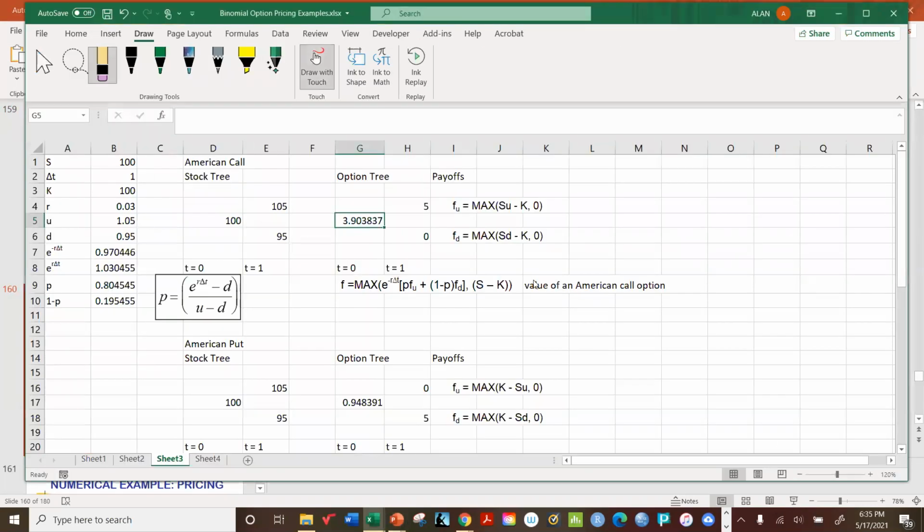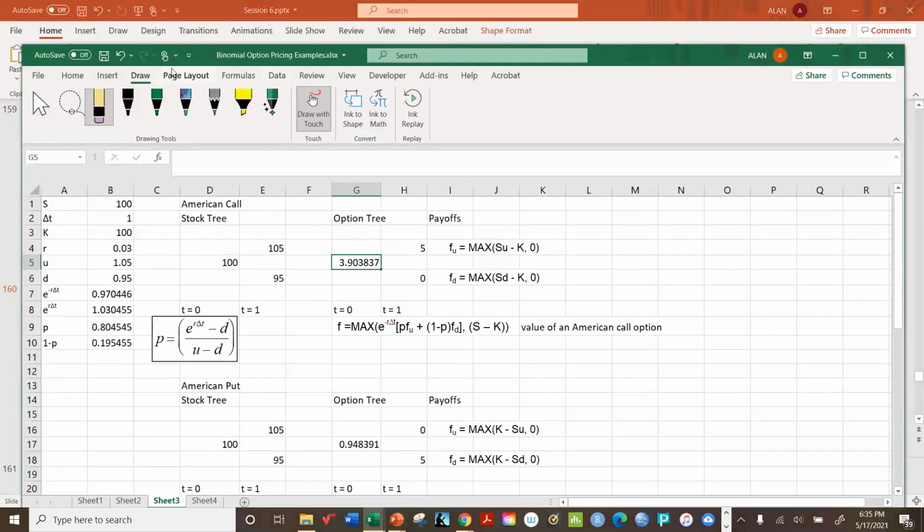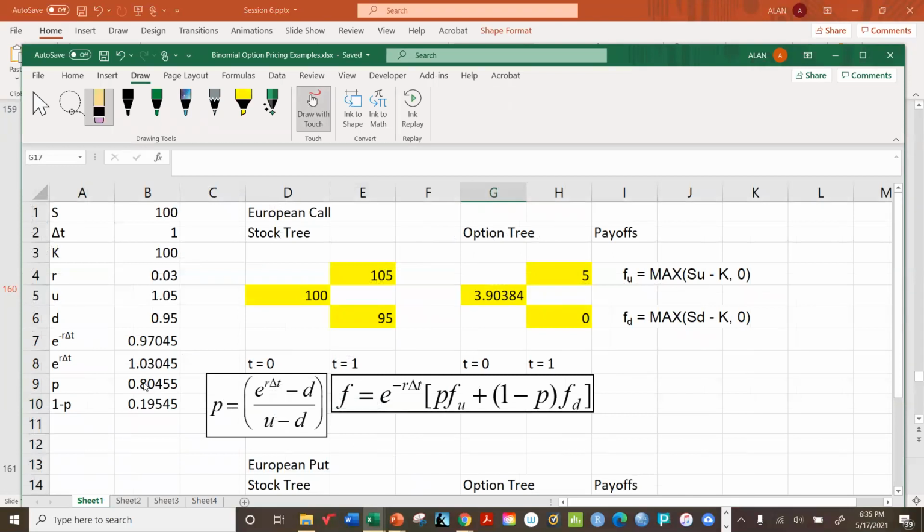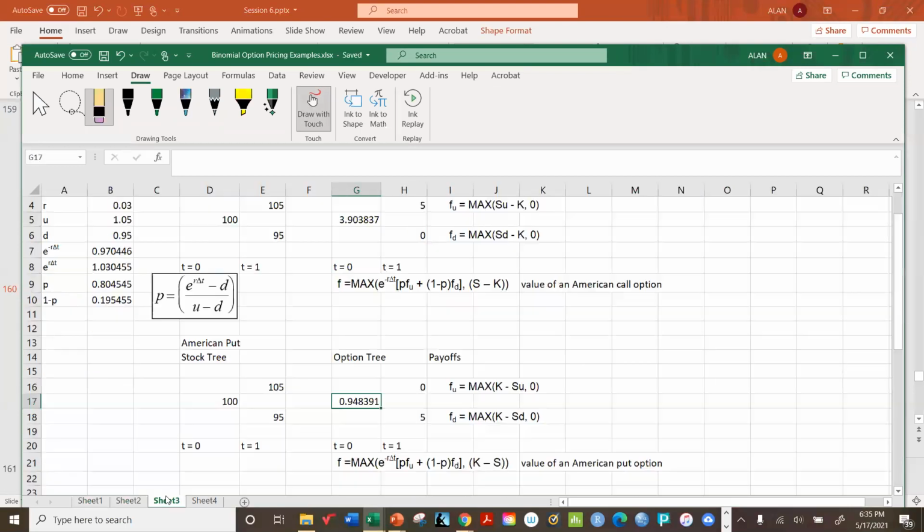In fact, the reason I mentioned that is because here, with a single time step, if you notice, it does not get exercised. If you remember, these are the exact same numbers we had when these were both European options. So it's kind of disappointing. I want you to see what that looks like, but I think in the next section, when we have two-period models, they do get exercised at least once. And then we can see how they're different from European options.